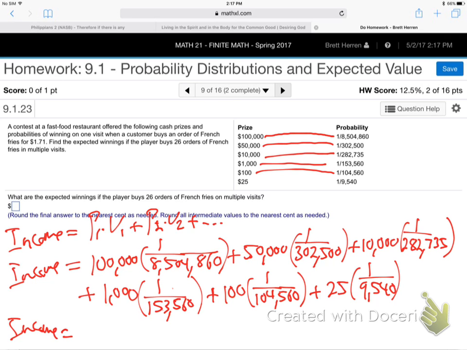21,774 point. That sounds kind of big. Calculators never lie? No.